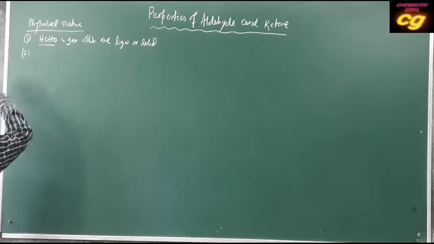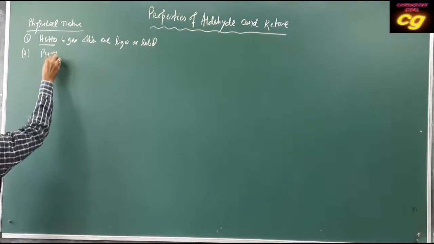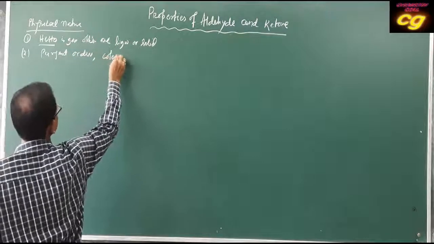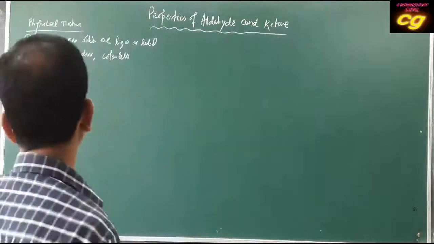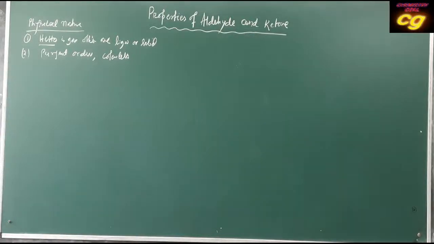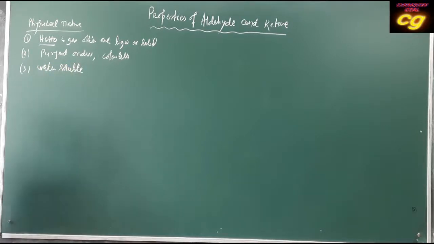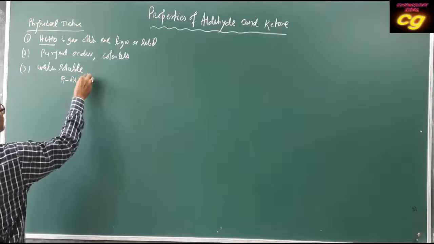The second thing, these aldehydes and ketones have a characteristic smell, that is a pungent odor, and they are colorless. They are also water soluble, but solubility compared to alcohol is less. If you compare solubility, alcohol will be greater than aldehyde and ketone.